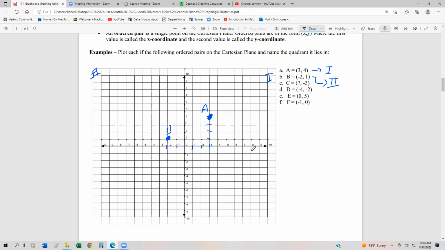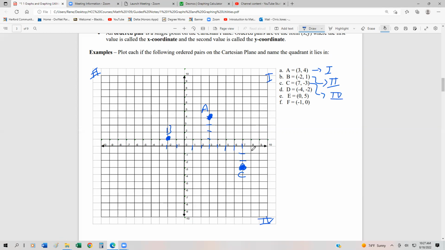We have the point 7, negative 3. So we move to the right 7 units. And then we move down 3. So we move 1, 2, 3. And right here, this is going to be C, which is going to be in quadrant 4. You might remember that we had that C where we just drew points. So this is going to be in quadrant 4.